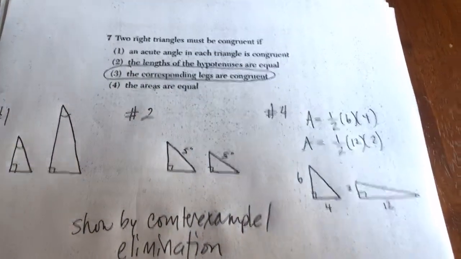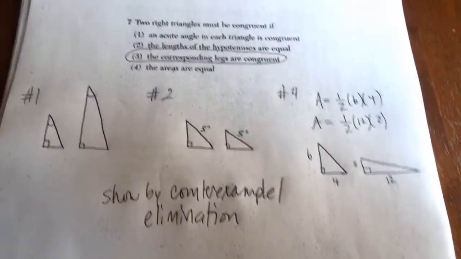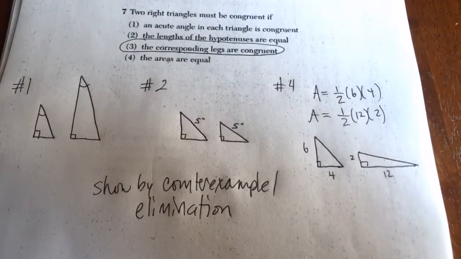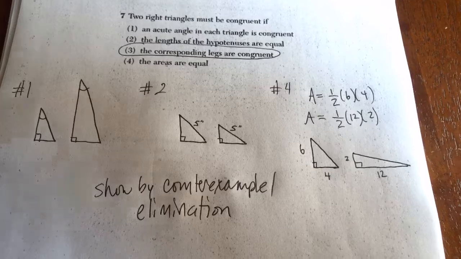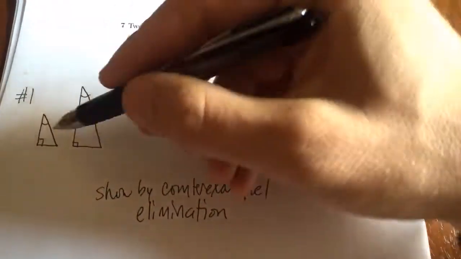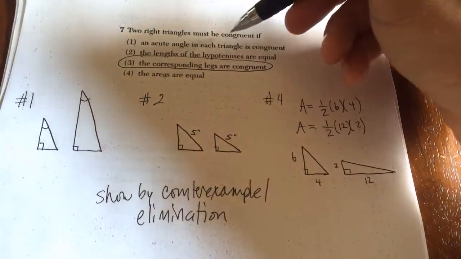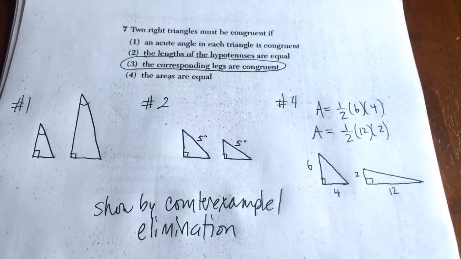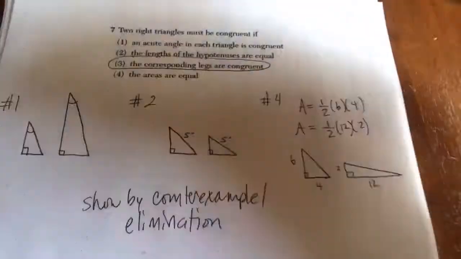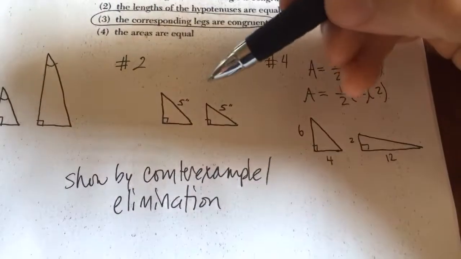Number 7, 2 right triangles must be congruent if, what I do here is I show by counterexample or elimination. Number 1, here's my example number 1. Here's 2 triangles, obviously of the same angles, different sides. They're not congruent. These angles are the same. An acute angle is basically any of the angles that are less than 90. Number 2, that's the best I could draw here.